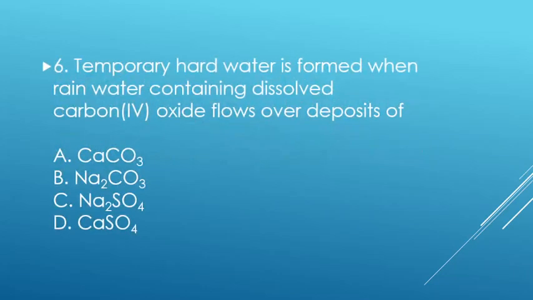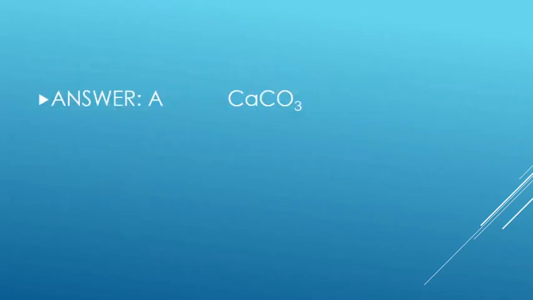Question number 6. Temporary hard water is formed when rainwater containing dissolved carbon dioxide flows over deposit of A. calcium carbonate, B. sodium carbonate, C. sodium sulfite, D. calcium sulfite. The answer is A, which is calcium carbonate.